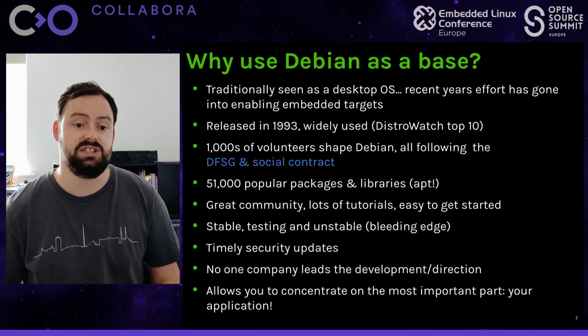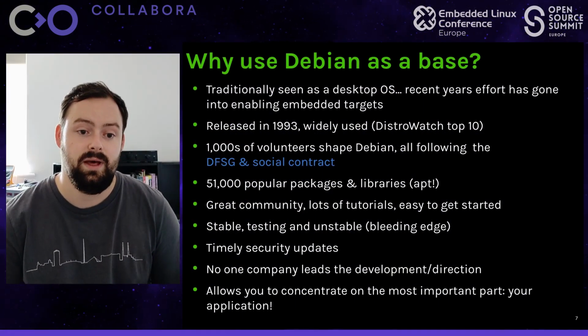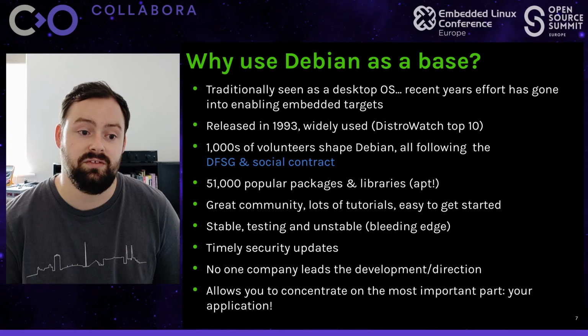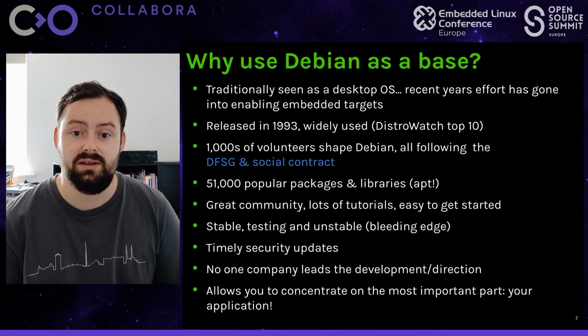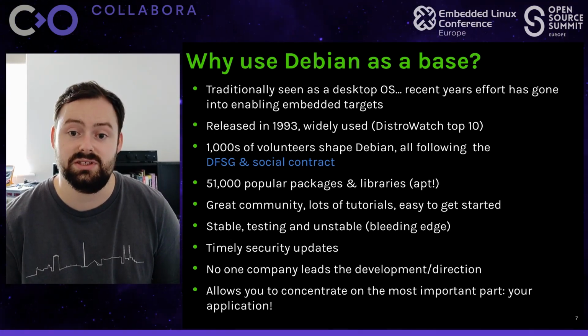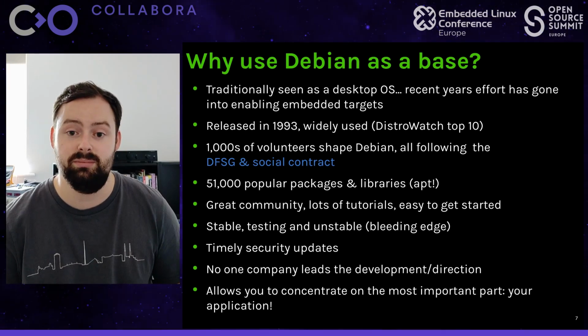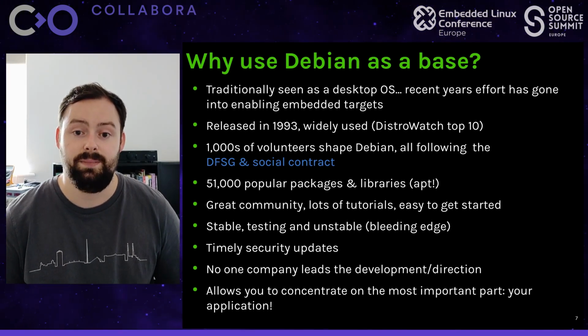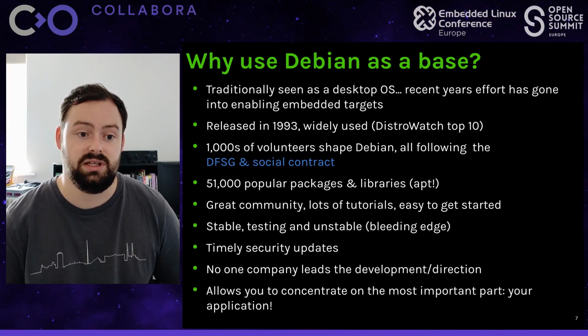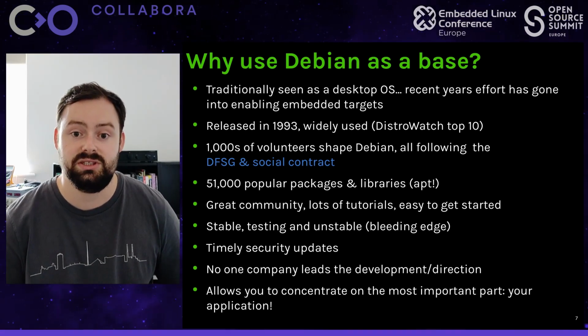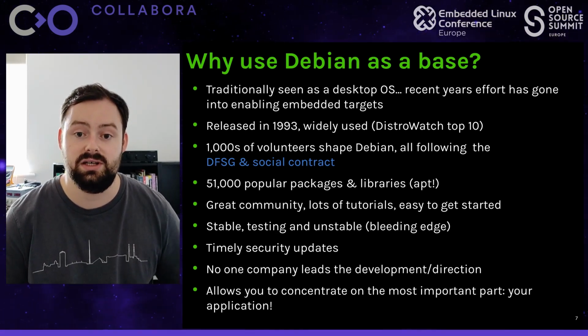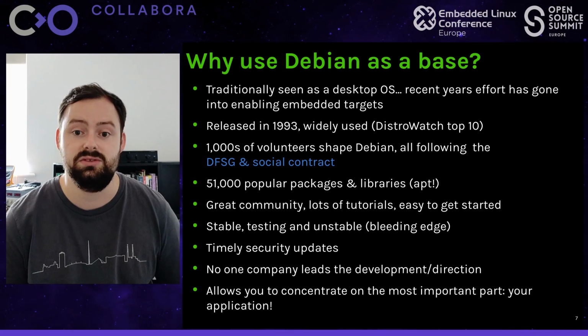So Debian is traditionally seen as a desktop operating system, but in recent years, a lot of effort has gone into enabling embedded targets like the Raspberry Pi, for instance, and other cheap embedded boards. There's a lot of work that's gone into enabling Debian on RISC-V, as well as ARM, and this work continues.